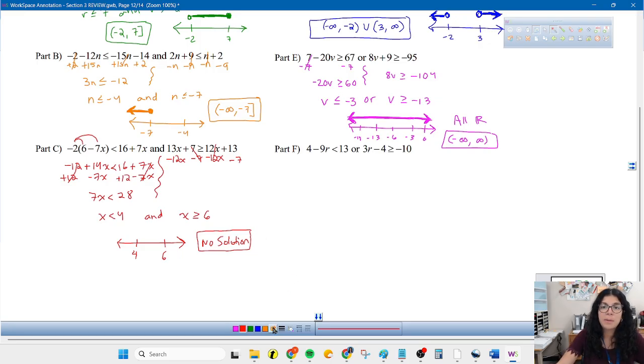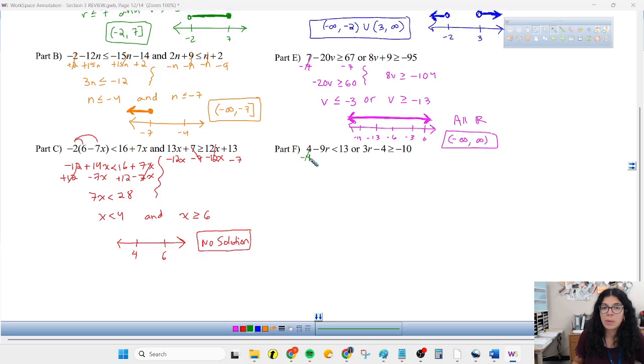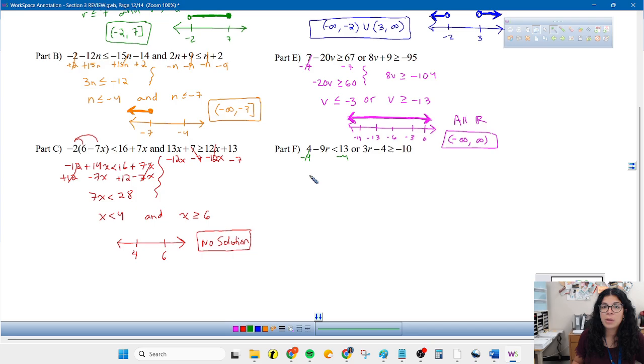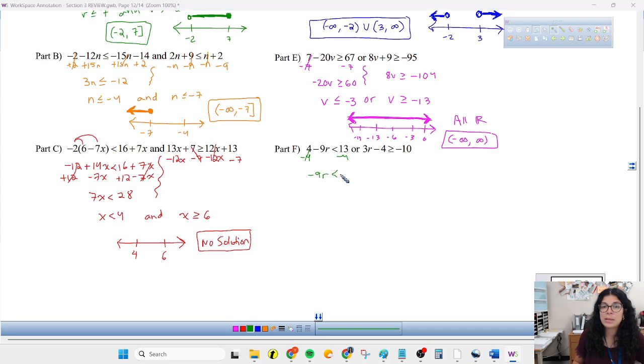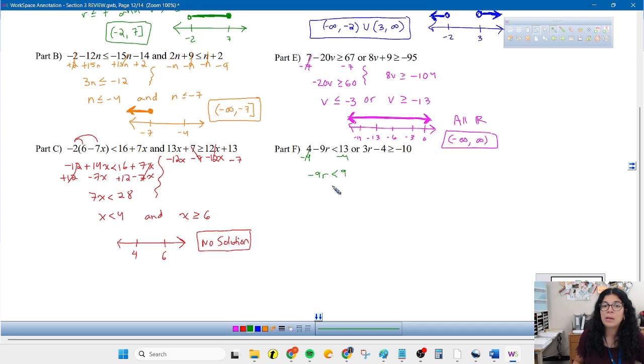Okay, and then the last one, part F. Starting on the inequality on the left, we can subtract 4. So we get -9r is less than 9. Then dividing by a negative is going to flip the inequality. So we get r is greater than -1. The word in the middle is or.